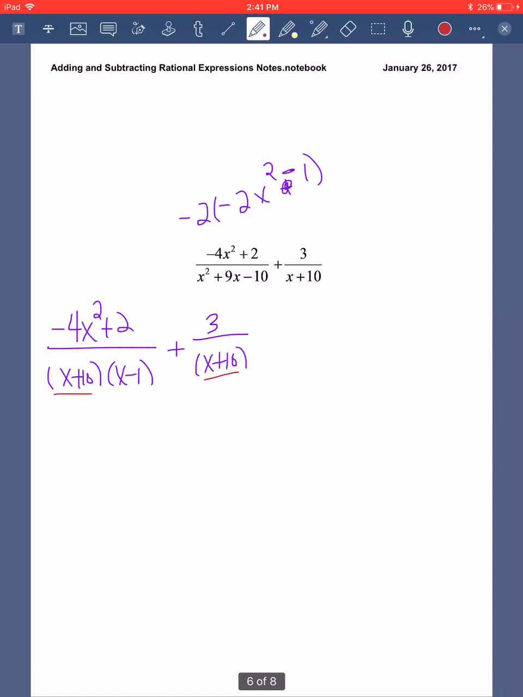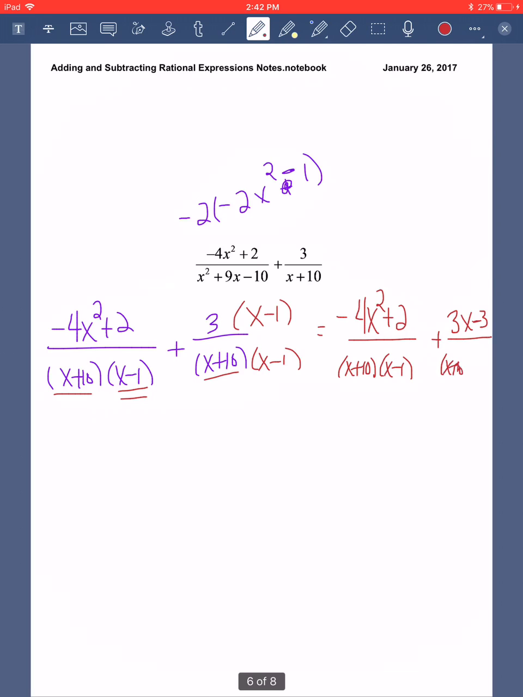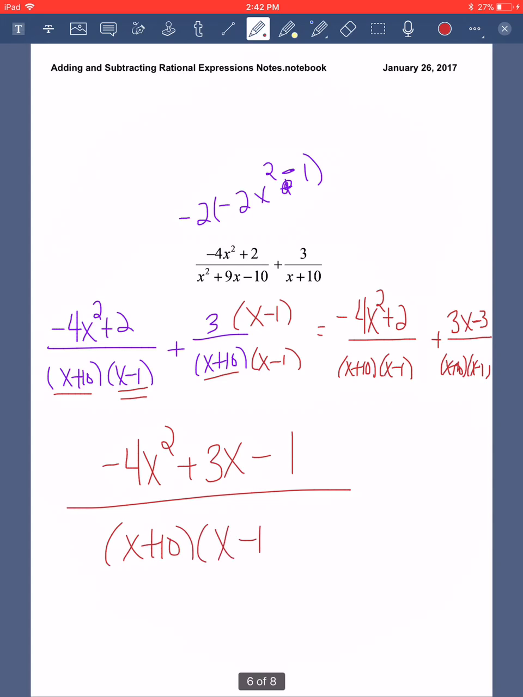They both have x plus 10. This one has an x minus 1, so this one needs an x minus 1 now. So I get negative 4x squared plus 2 over x plus 10, x minus 1, plus 3x minus 3 over x plus 10, x minus 1. And now I can combine like terms, so I get negative 4x squared plus 3x minus 1 over x plus 10, x minus 1.